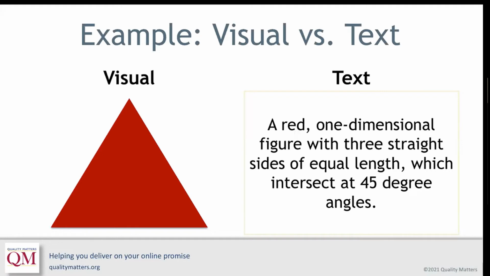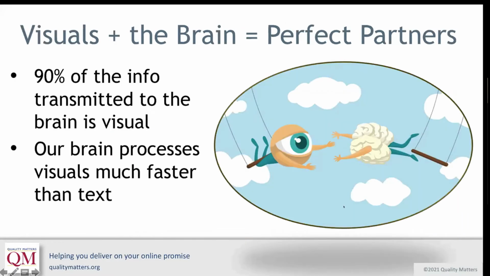Okay, so you can see there's a triangle and then there's a box of text that describes that. It's a lot easier for your brain to look at that red triangle and say, oh, red triangle, easy, I understand. When you look at the text, though, you have to read it, you have to understand those letters, those words, and then you have to visualize what that object might look like. So that's just another very quick and simple example. But visuals and the brain really are like this nice, happy marriage. It's what your brain goes for first.